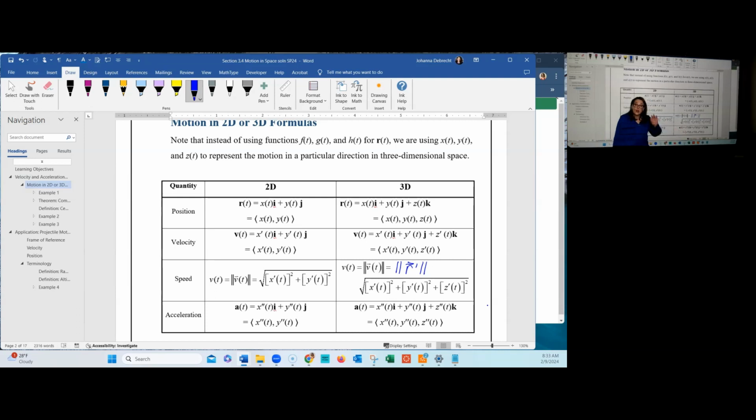A of t is also a vector, so the letter A is in bold. And this becomes the second derivative of the position vector. So it becomes x double prime of t, y double prime of t, and z double prime of t. Note that in here, instead of using f of t, g of t, and h of t, we are using x as a function of t, y as a function of t, and z as a function of t.